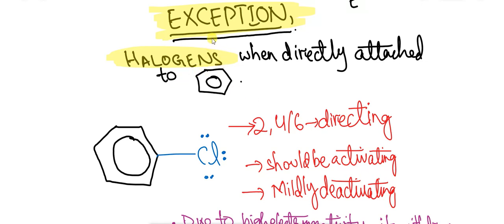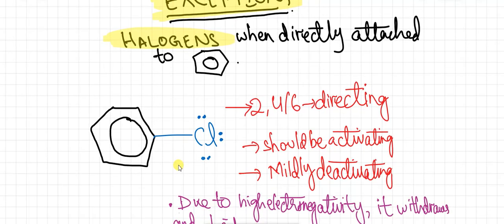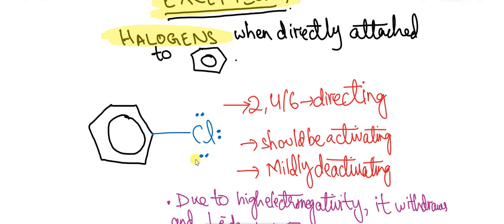They are actually 2, 4, 6 directing groups. I've taken the chlorine atom as an example. The chlorine atom has three lone pairs. Now, since it has lone pairs, it appears that it should be activating because it would donate the lone pairs towards the benzene ring, and they'll get distributed over the benzene ring, forming an extended delocalized pi orbital, and hence will activate the benzene ring. This is according to the concept that we did in the last video, but this is not what happens.